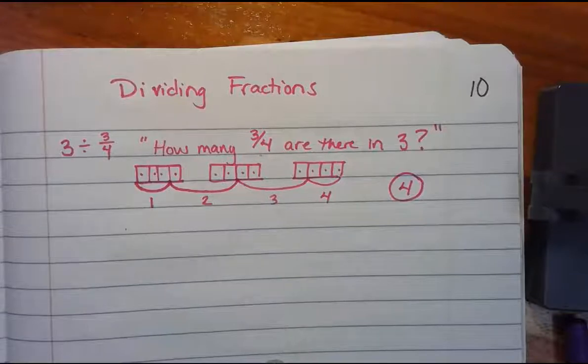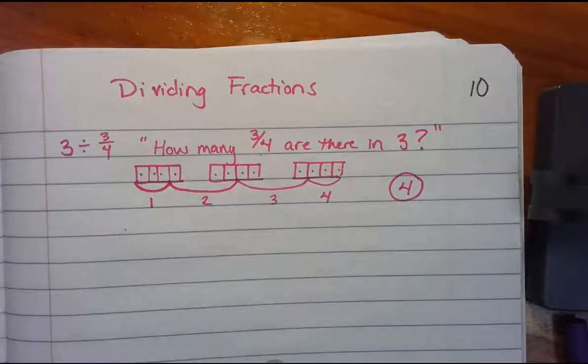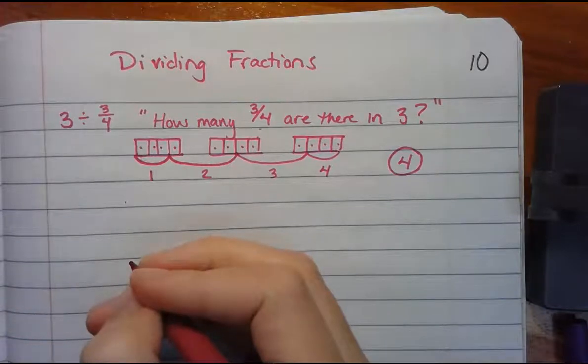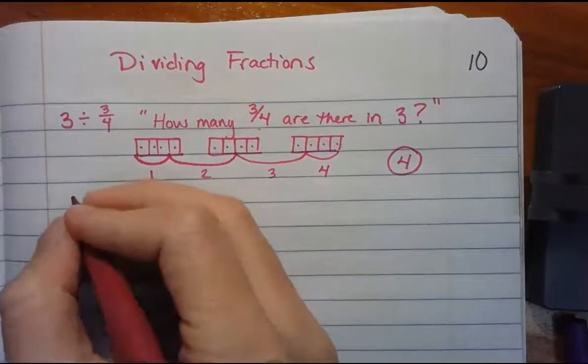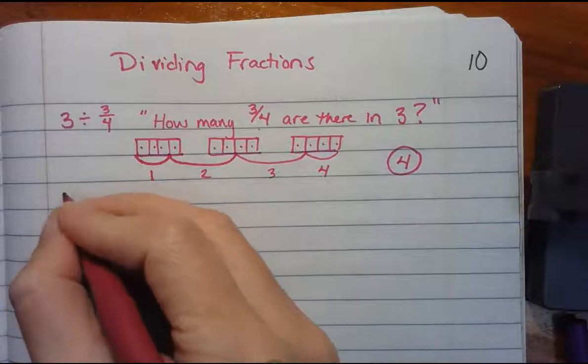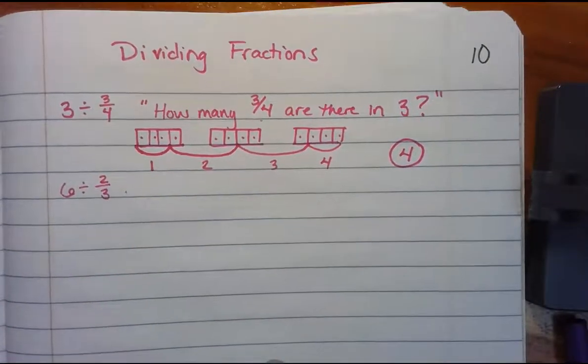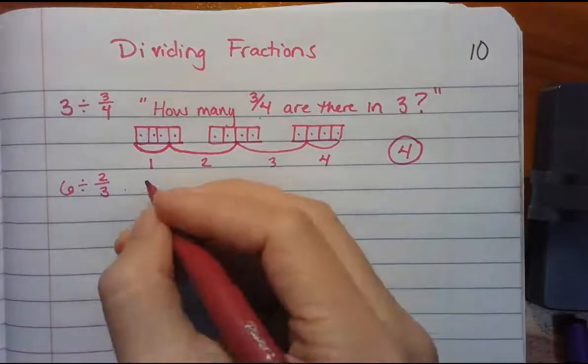Now that's one way of doing it with a picture, and of course we would like to be able to do this a little quicker. We're going to do one more with a picture, and then we're going to talk about where you can actually see the shortcut happening here. So let's look at what it would look like to do 6 divided by 2/3. And again, we're going to start with a whole number and divide it by a fraction.